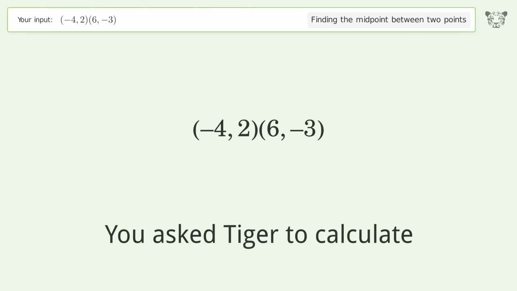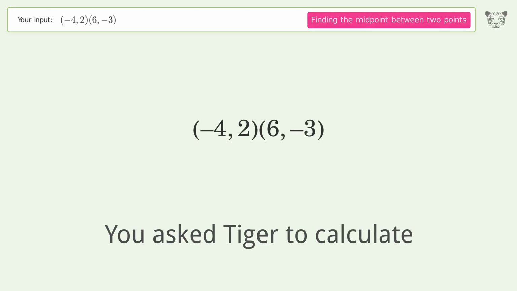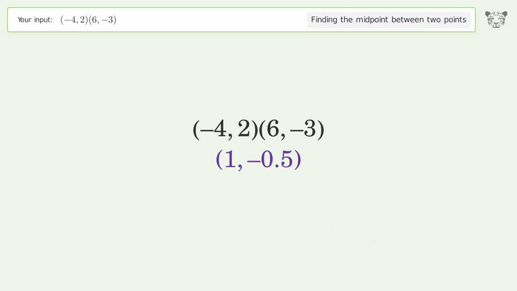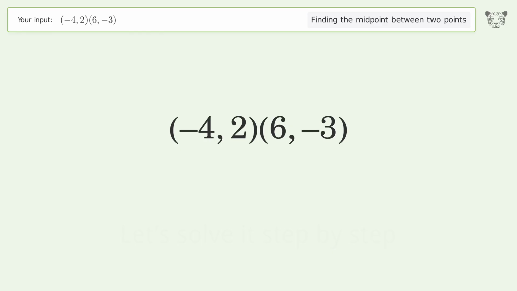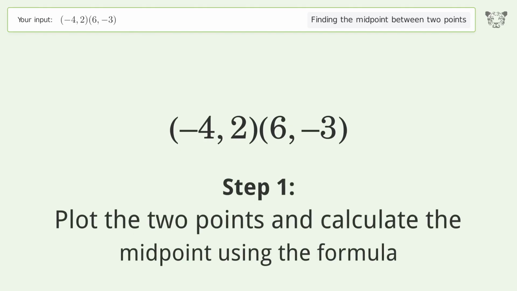You ask Tiger to calculate. This deals with finding the midpoint between 2 points. The midpoint between the 2 points is 1, -0.5. Let's solve it step by step. Plot the 2 points and calculate the midpoint using the formula.